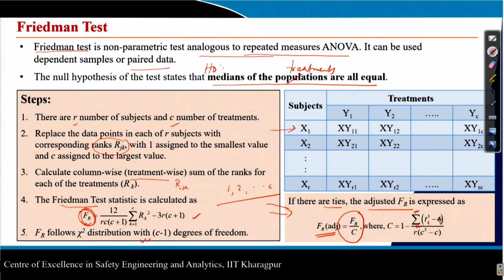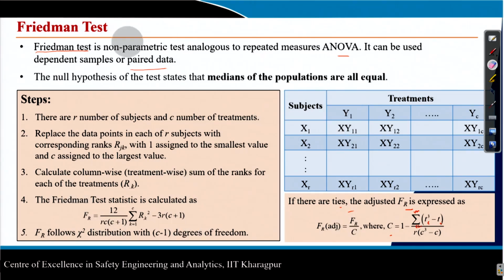For each of the ties, T stands for ties. So, if i equals 1, you compute T1 cubed minus T1, then if there is a T2 like this, you take the sum and you get the value of C. Once you have the value of C, you get the FR adjusted value. Now, using these quantities, you can test whether the medians are equal or whether there are differences in medians.